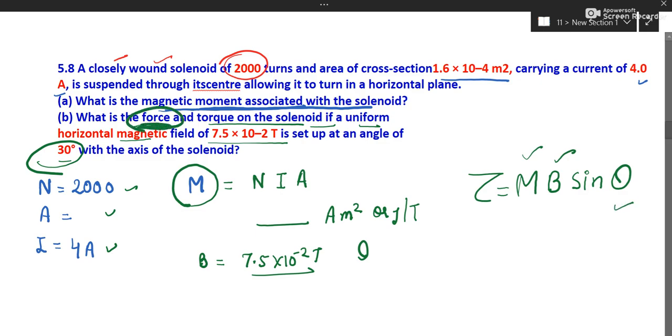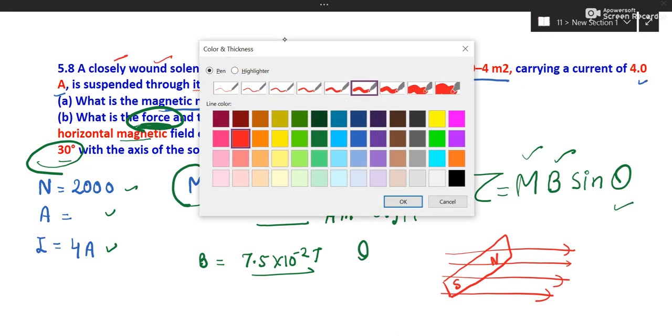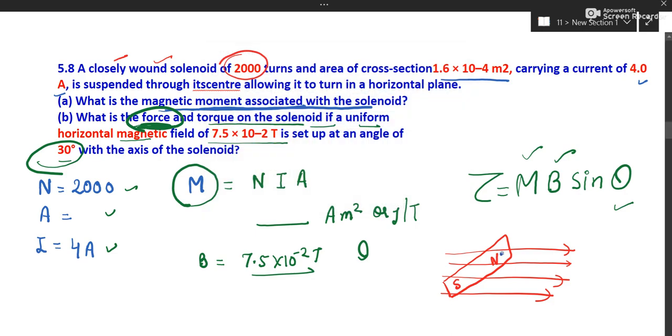Now the question is of force. How much force is exerted? Then you know it already. That bar magnet, or you can say solenoid, they both are equivalent first of all. So if they have been kept in a uniform magnetic field, then you know the force on the poles will be equal and opposite. Force this side and force this side will be equal and opposite. So net force is 0. So the answer of net force is 0, but torque is this.